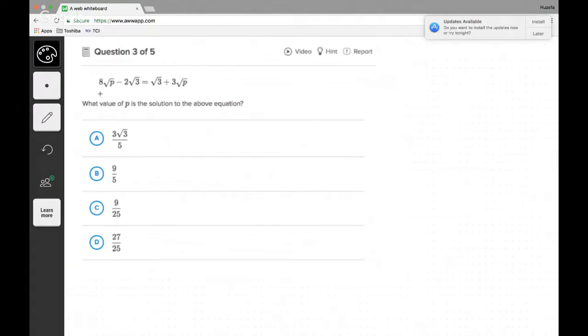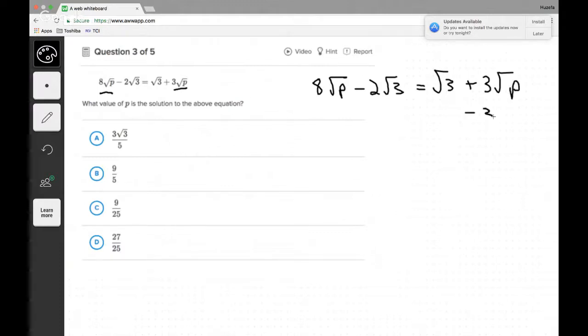Same idea. We need to bring the square root p's together and isolate them. So I'm going to rewrite this equation: 8 square root p minus 2 square root 3 equals square root 3 plus 3 square root p. First, I'm going to subtract 3 square root p from both sides. Get them on the same side. These guys are opposites. They go away. You treat this square root p just like if it were a regular variable. So we got 8 of 1 minus 3 of the same thing, just becomes 5 square root p minus 2 square root 3 equals square root 3.